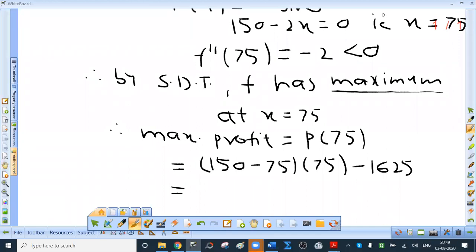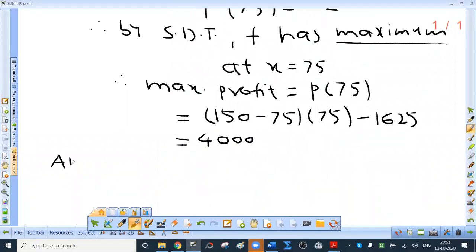Find out the answer. $4,000. Have they mentioned about unit? No, they haven't. So we will say that profit will be maximum if 75 items are manufactured. Yes, right on.